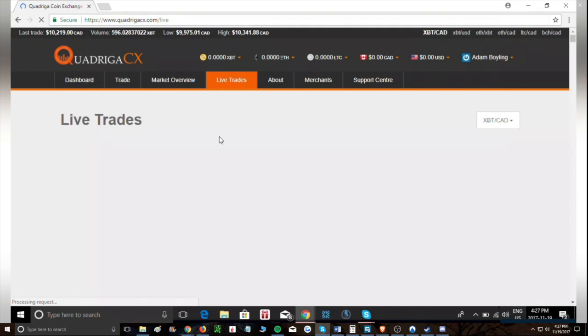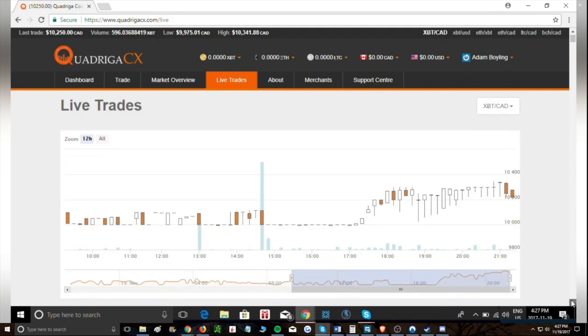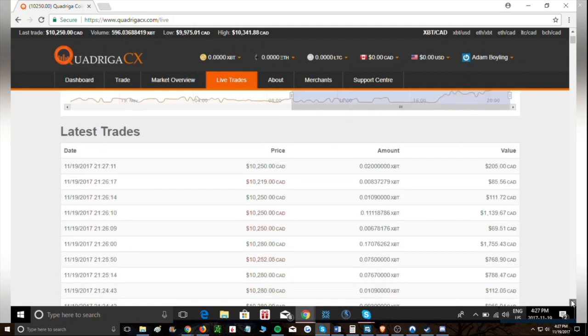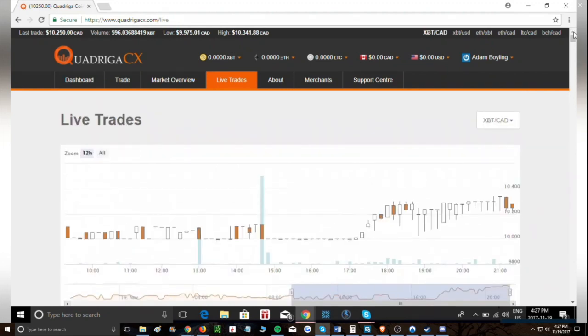And here we go. Move over to live trades. My screen will load. And it's showing just some basic candles about the current trades, we got the 12-hour chart here. And like I said, again, I think they're going to show us the last trades completed this time as opposed to the current buy and sell offers. So yeah, it's still floating 10,250 give or take.